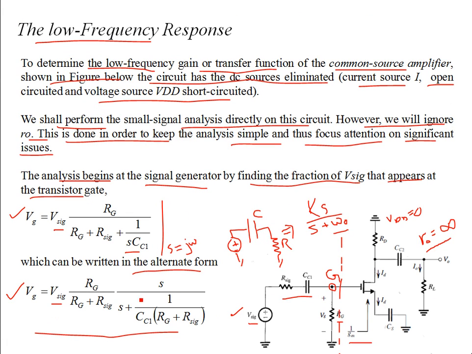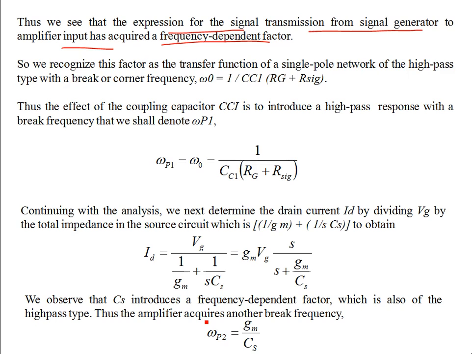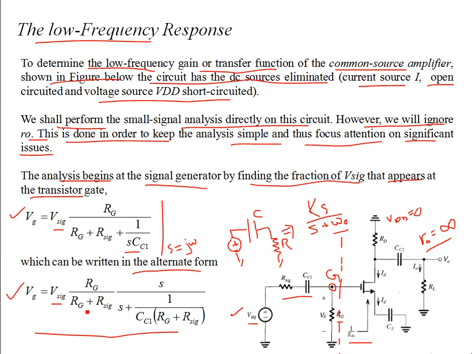Okay, so there is a frequency dependence in this expression. We recognize that this factor, as a function of frequency, is actually a single pole network of the high pass type with a break or corner frequency of 1 over CC1 times (RG plus R signal). Here CC1 is the coupling capacitor, RG is the resistance at the gate, and R signal is the output source resistance.